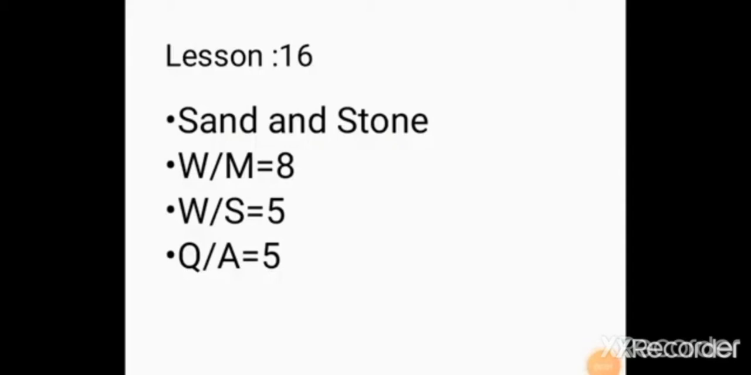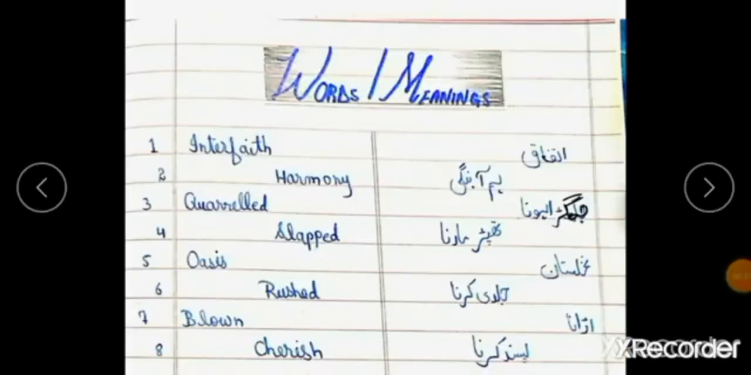Chapter index. Words meaning, word sentences and question answers are the chapter contents. Words meaning: interfaith, harmony, quarrel, slapped, oasis, rushed, blown, cherished, with their Urdu meanings.